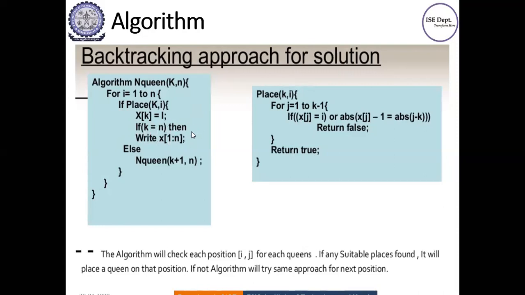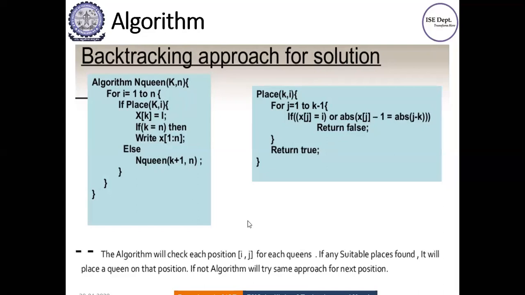this is a correct one. I can use this as a correct position. Else, if this is not the condition, if place of k comma i is false, you should call NQueen repeatedly. So that is what your algorithm talks about.